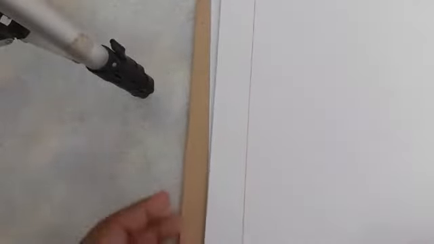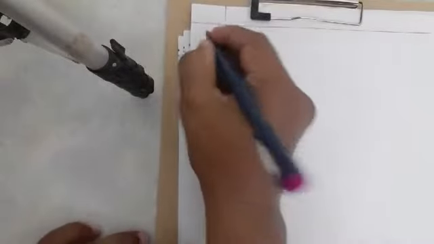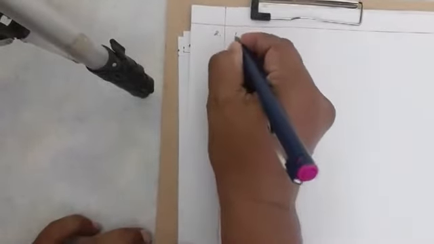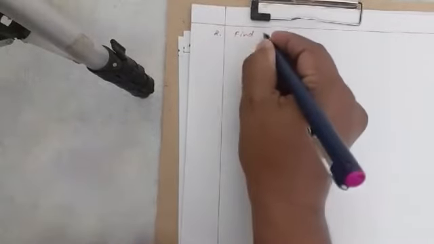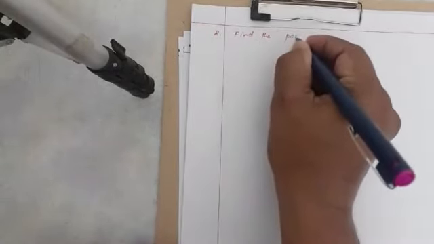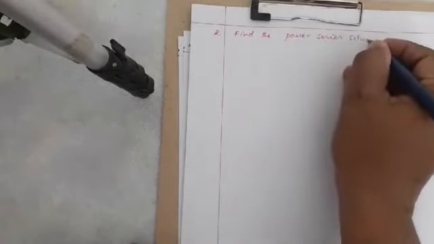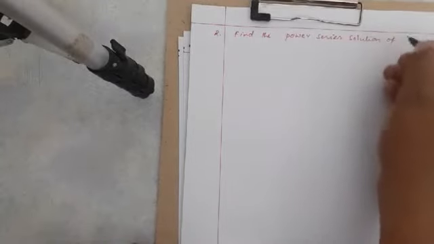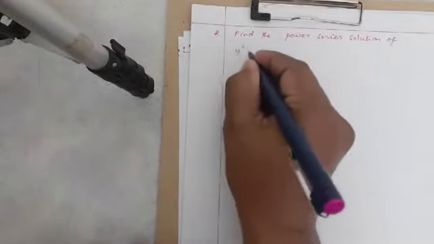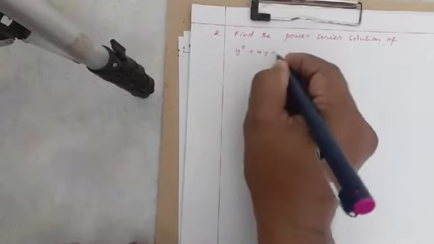Now let us have the next problem, that will be the second problem. The second problem is: find the power series solution of y double dash plus 4y is equal to 0.